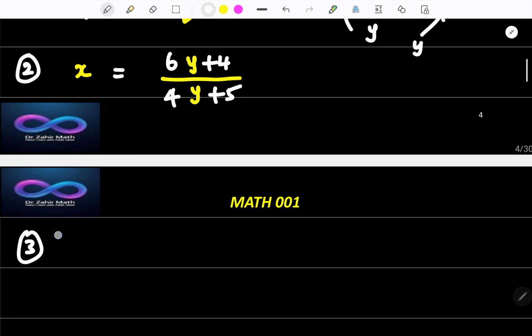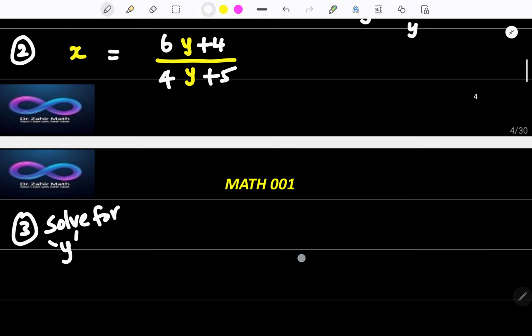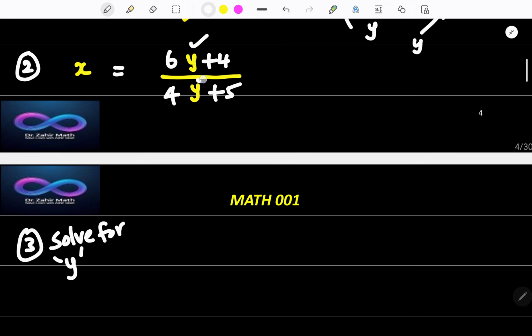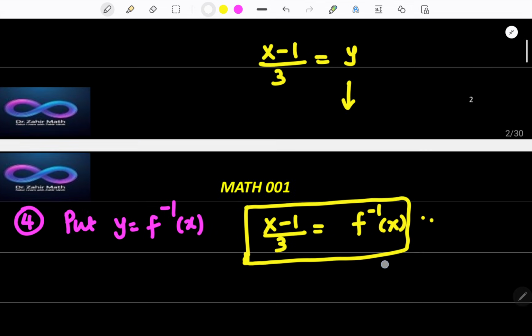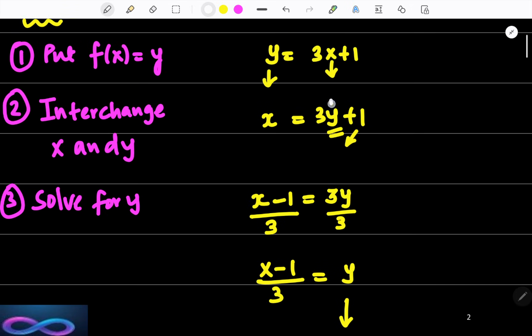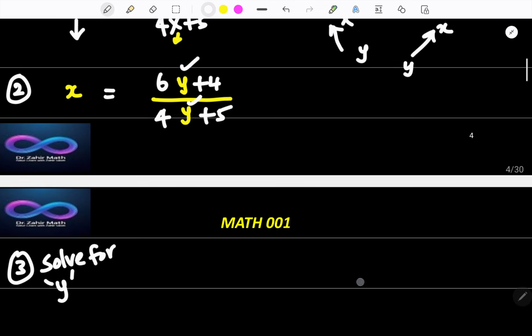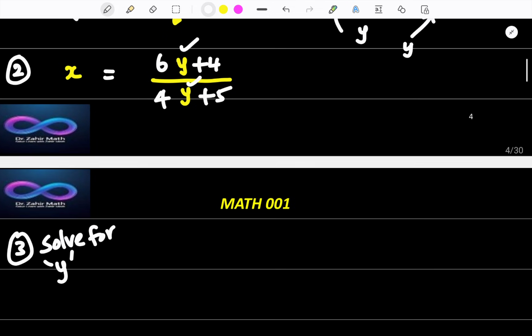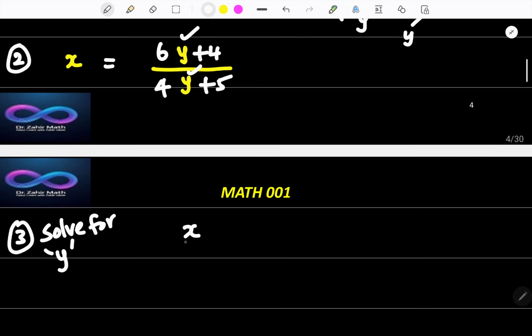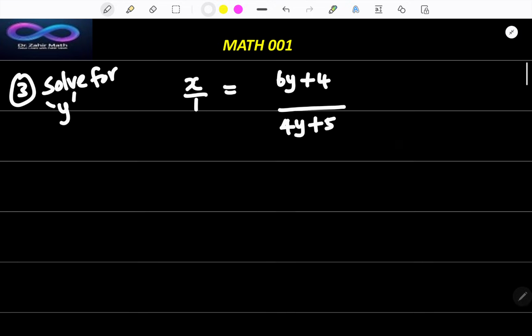Now what is step number 3? This is very important. Solve for y. There is a y here, there is a y here. In the first question, there is only one y, so I just moved terms here and there and got the answer. But in this question, it is not like that. How many y's are there? 2 y's are there in 2 different places. So you need to cross multiply. So I'm writing this as x by 1 is equal to 6y plus 4 divided by 4y plus 5. So you cross multiply.